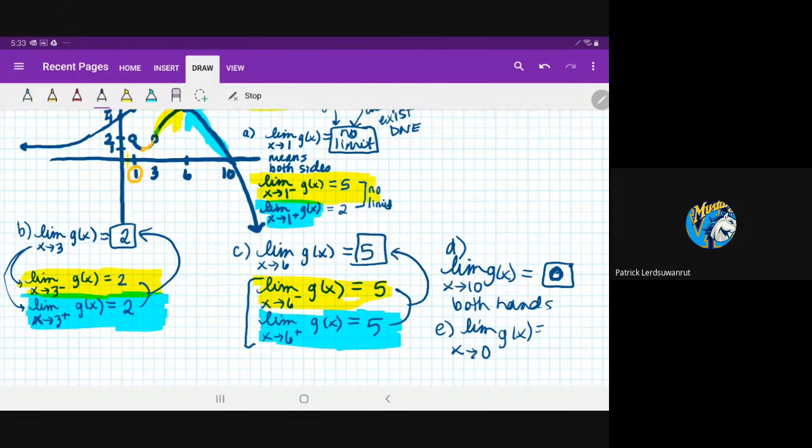So here's my y-axis. I've got to be approaching it from here and approaching it from here. My y-axis, I need another hand. So what's that one?